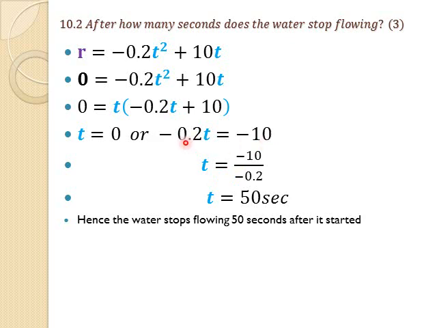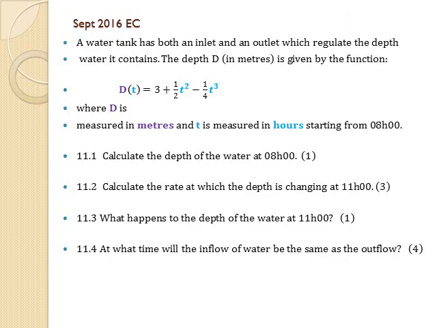T equals negative 10 divided by the coefficient, negative 0,2. So t equals 50 seconds. So the water is not flowing at 0 seconds, and it stops flowing at 50 seconds after it has started. So I hope you follow and understand. Right, let's look at the next exam question.